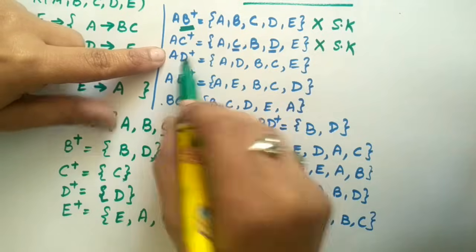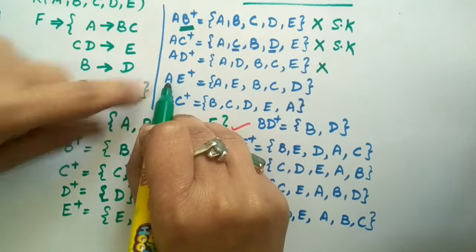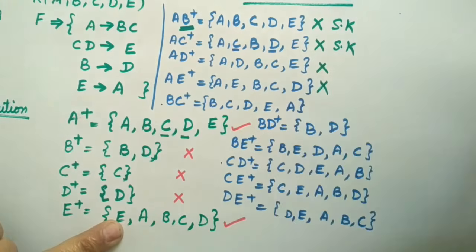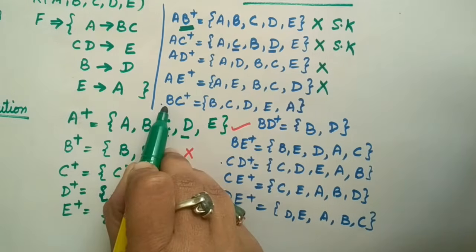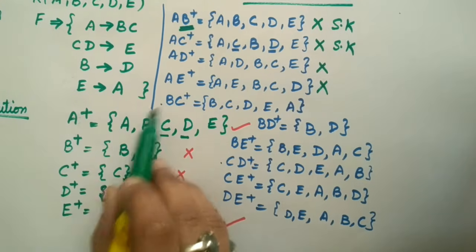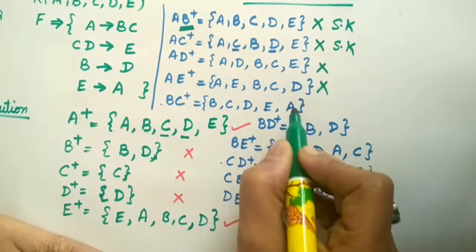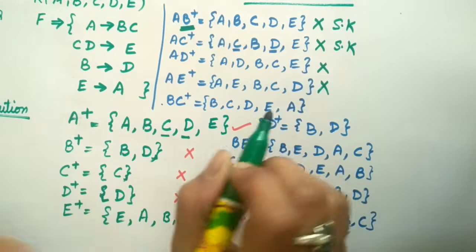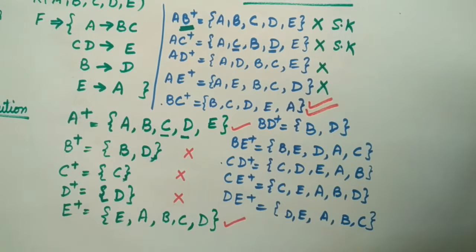Then similarly with AD, this will not be the candidate key. A is already a candidate key. So we will not consider this as the candidate key. BC. Now neither B is a candidate key, nor C is the candidate key. And all the attributes are covered: A, B, C, D, E. So we will consider this as the candidate key.